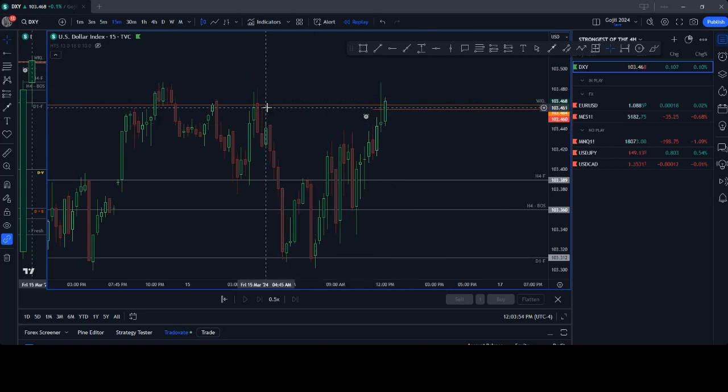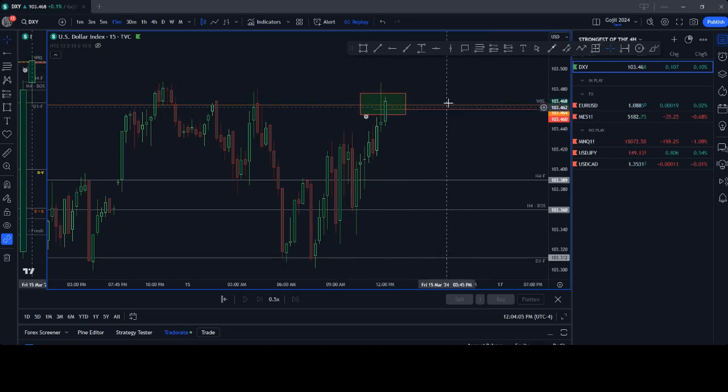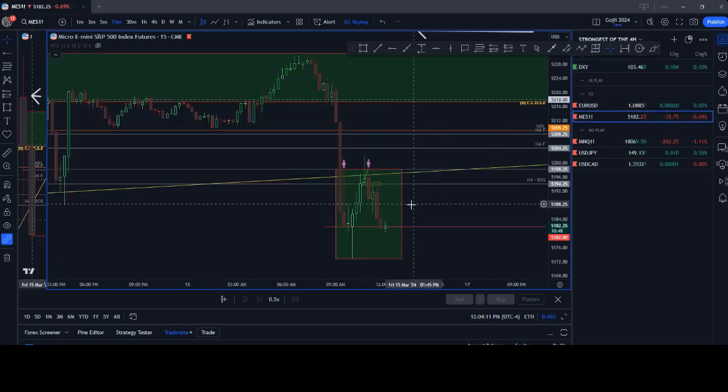But this is a weekly level. I am not going to hold a trade through this level. Okay, I'm not going to hold a trade through this. It's not easy to break this level, because it's a weekly support and resistance level, and that's DXY, which is the dollar. So let's go back to S&P 500.